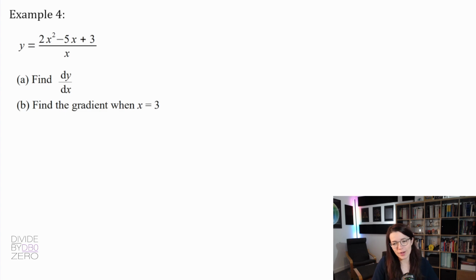Last example, y equals 2x squared minus 5x plus 3 all over x. Find dy dx. So for something like this, you want to split up that fraction into 3 separate components. I'll show you what I mean. So make it 2x squared over x minus 5x over x plus 3 over x. We can do that because that's just the reverse of adding and subtracting fractions. And the reason that's a good idea is because you can then simplify each part separately.